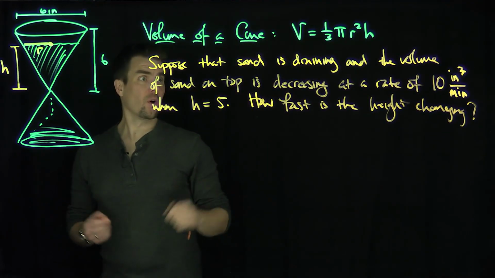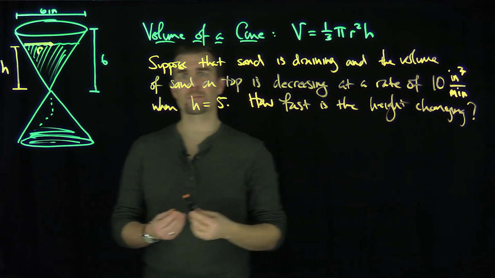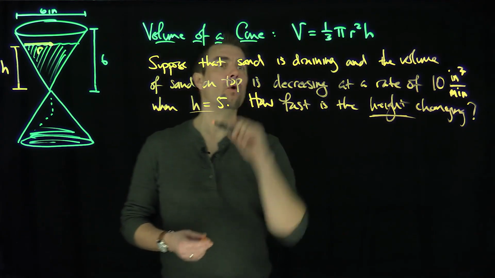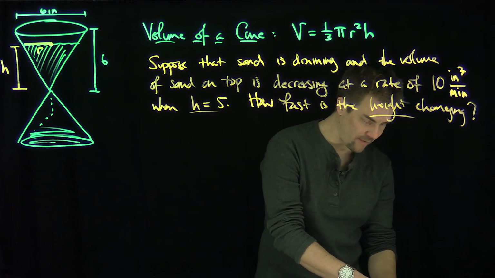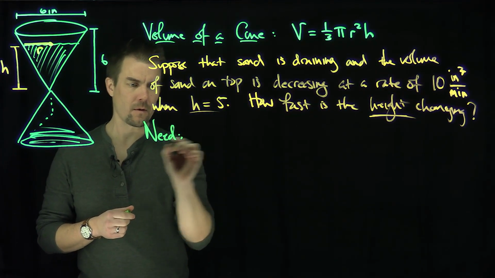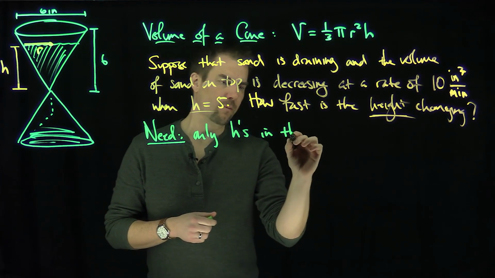Okay. So I have a formula for how the volume is going to change, but I have an r and an h in this problem, right? I only want to find out how fast the height is changing. So I want to have only h's in my answer. So our goal is to have only h's in the volume formula.